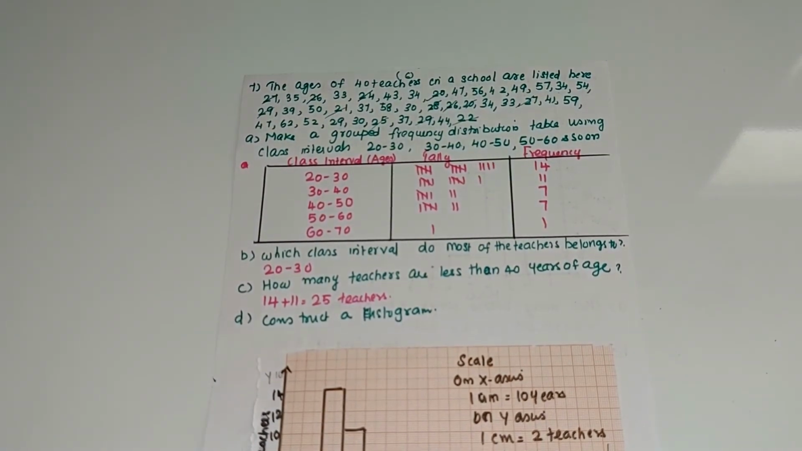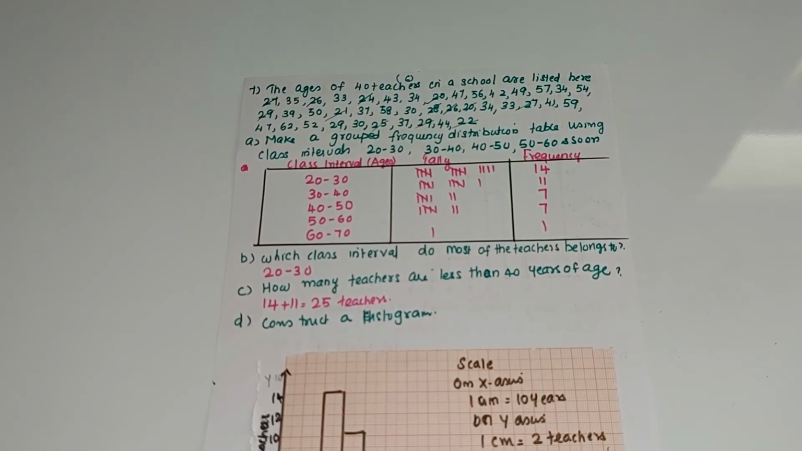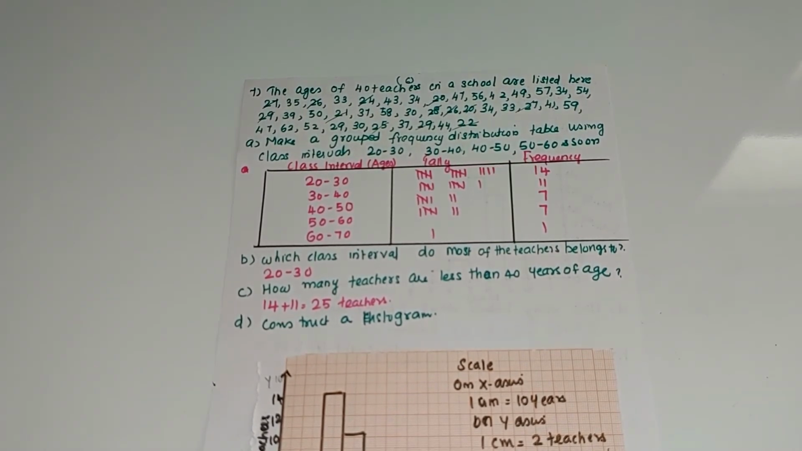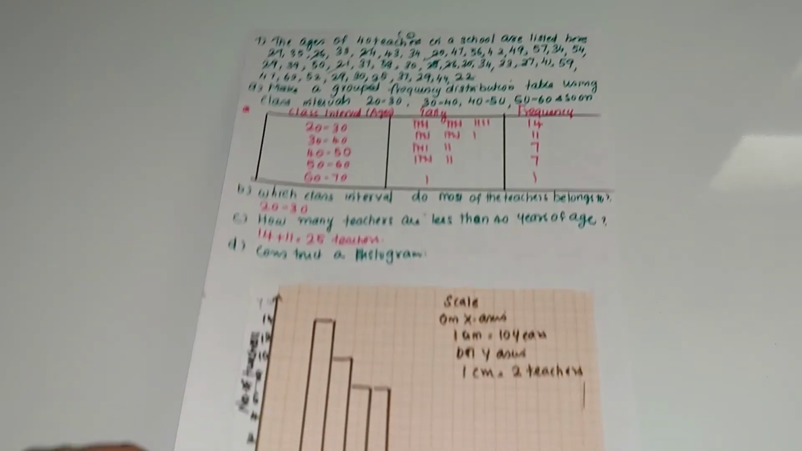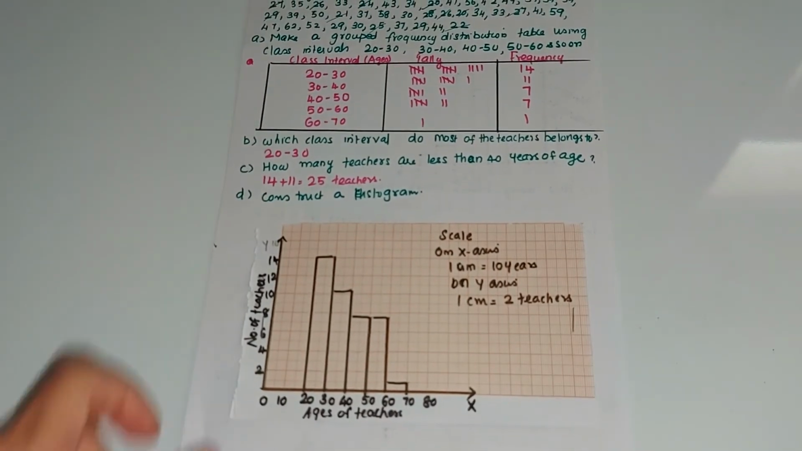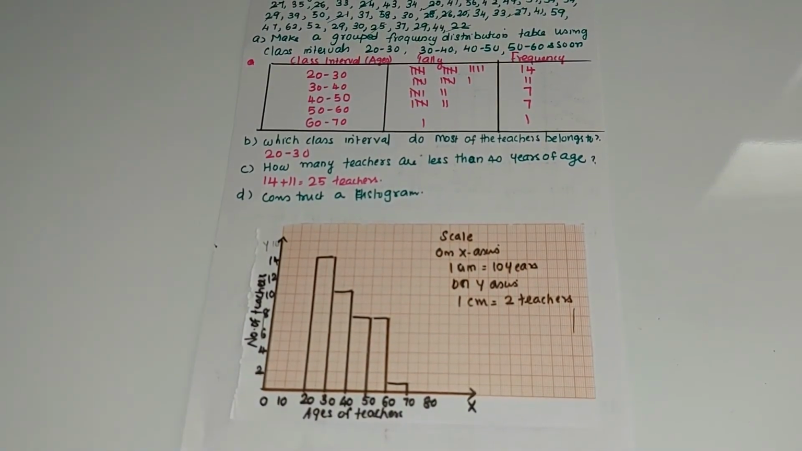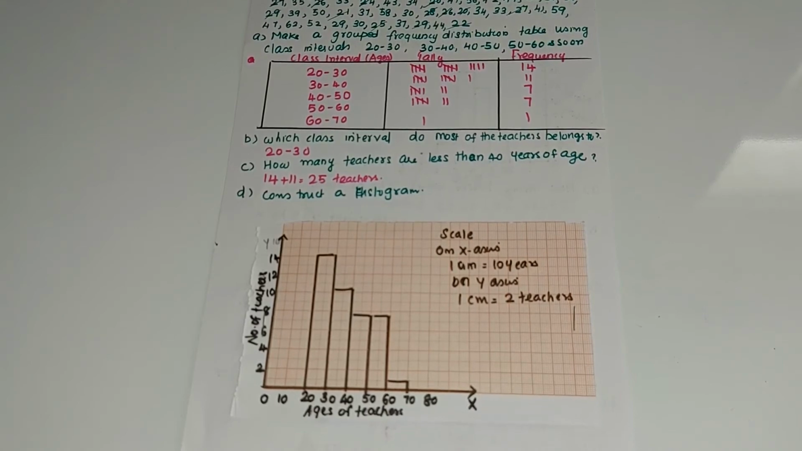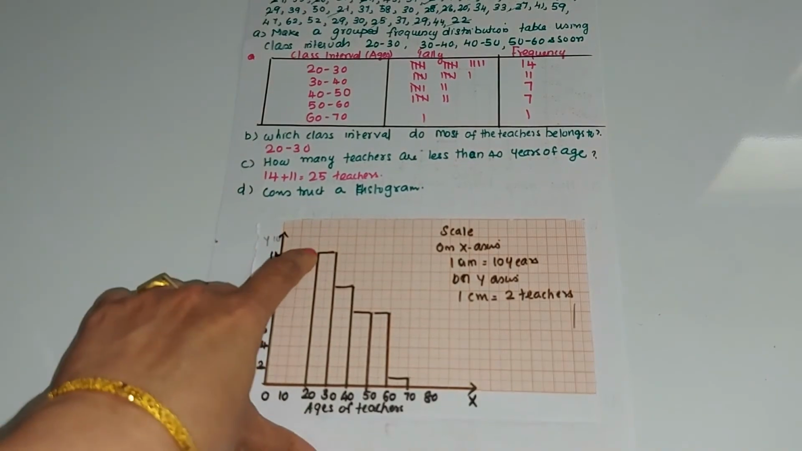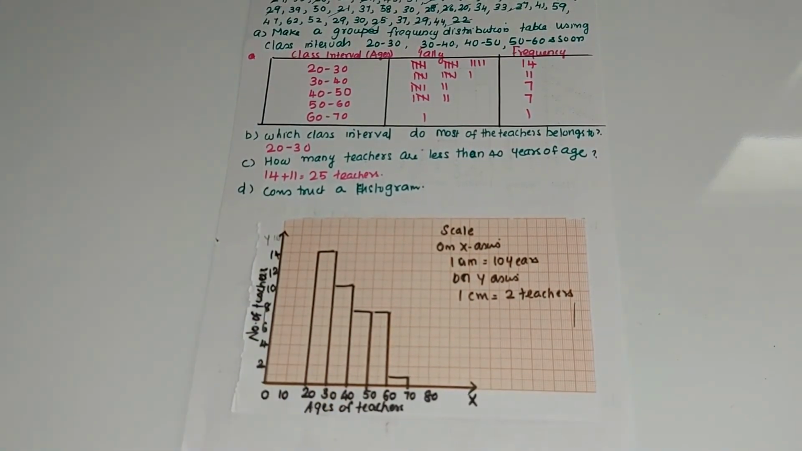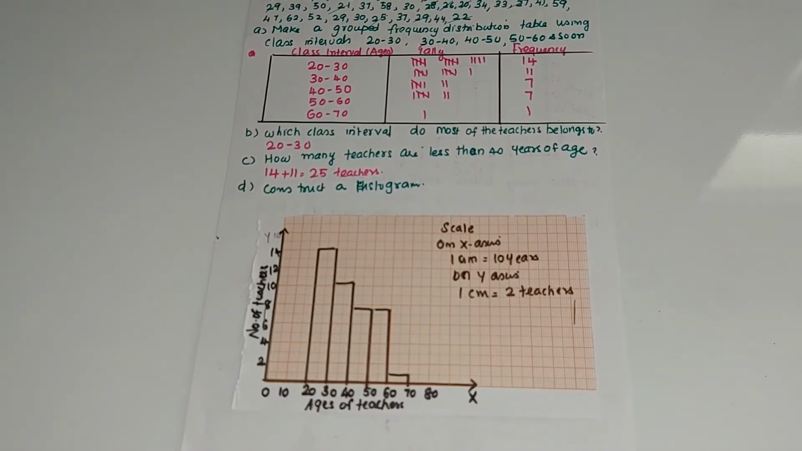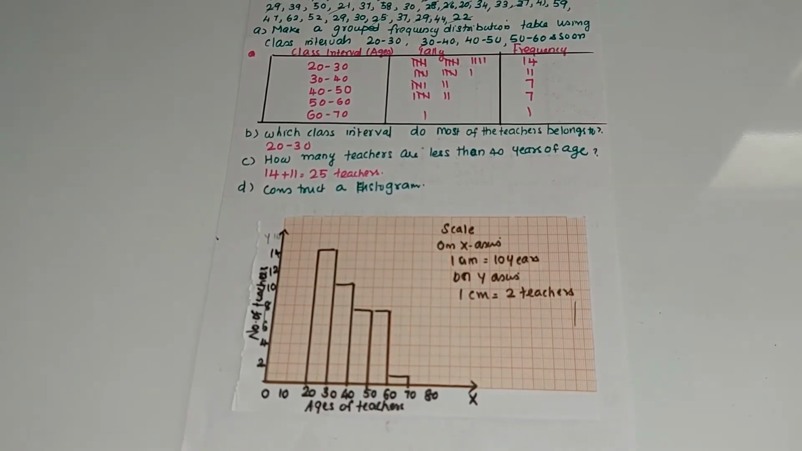What is the difference between a histogram and a bar graph? In a bar graph between two bars there is a space, but in a histogram there is no space between two bars. So using this data, 20 to 30 it is 14, 30 to 40 it's 11, 40 to 50 it's 7, 50 to 60 it is 7 and 60 to 70 it is 1, and in the x-axis you take ages of teachers and in the y-axis you take number of teachers.